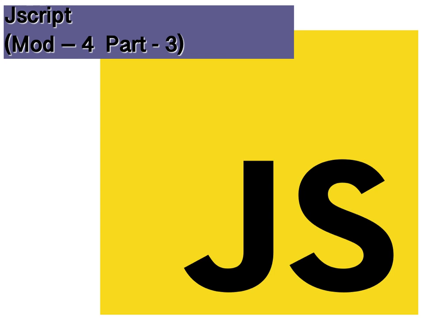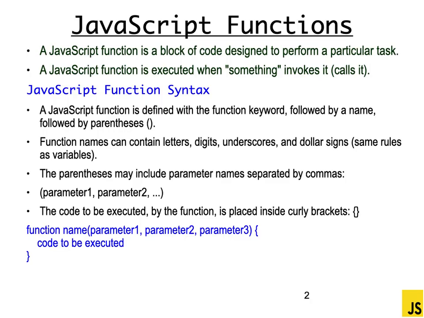Today we are going to discuss functions in JavaScript. A JavaScript function is a block of code designed to perform a particular task. A JavaScript function is executed when something calls it or invokes it.